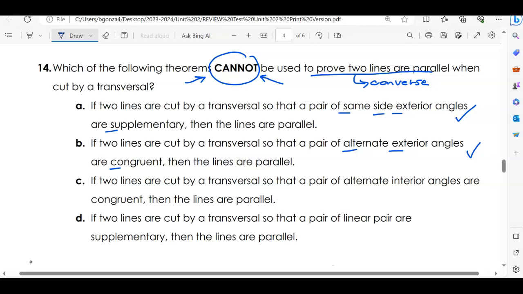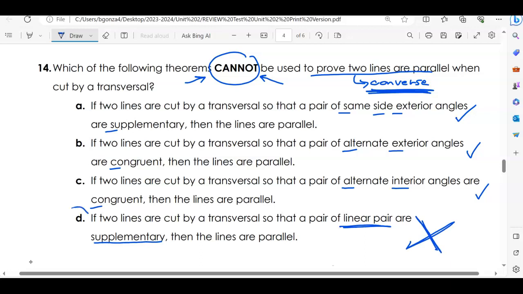If two lines are cut by a transversal so that a pair of alternate interior angles are congruent, well, again, we know alternate interior angles are congruent. So if that was true, it would prove the lines are parallel. Okay. Letter D, we have a transversal cutting two lines such that we have a linear pair that is supplementary. Now, linear pairs are supplementary, okay? While true, that's not one of our converse theorems, right? This is a big no.